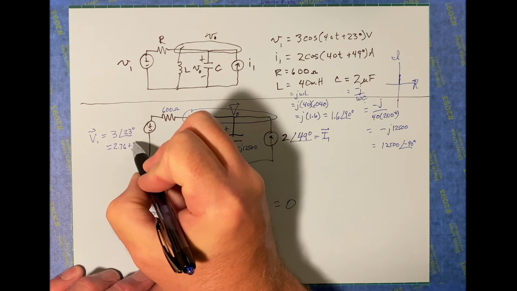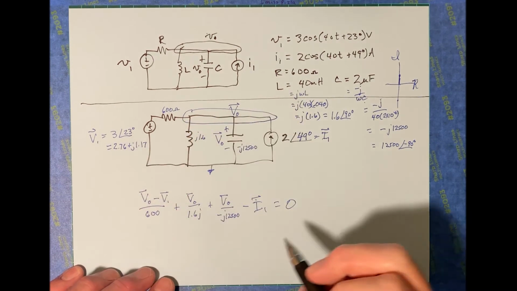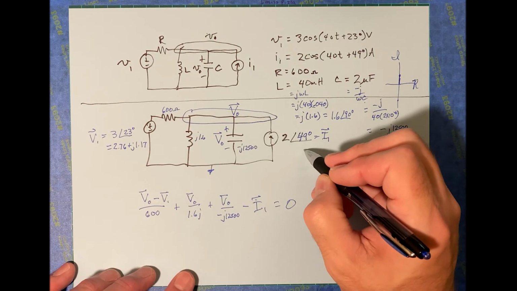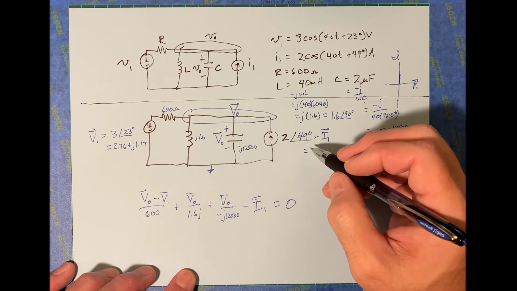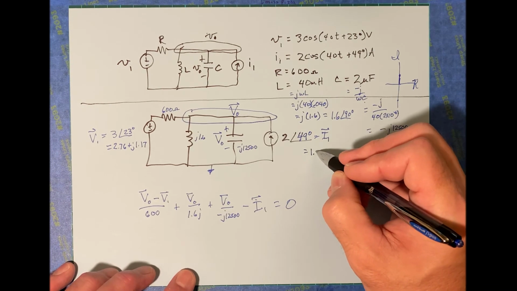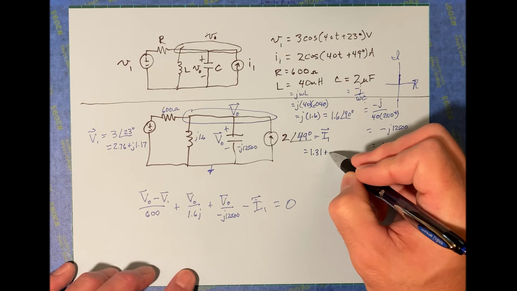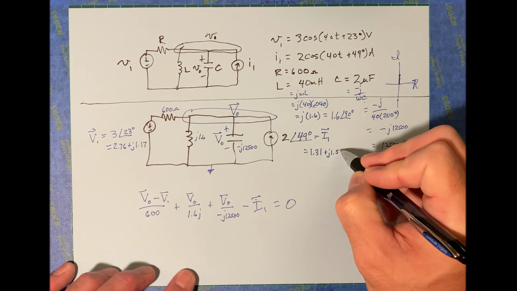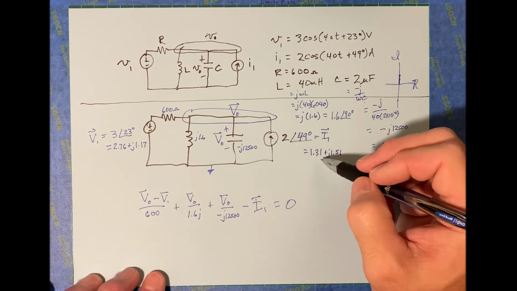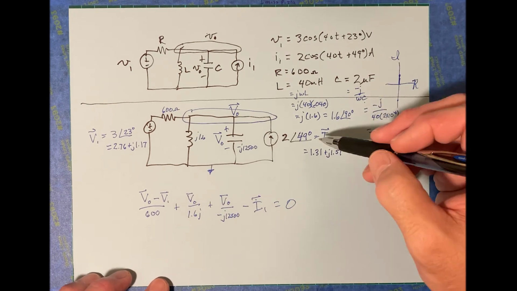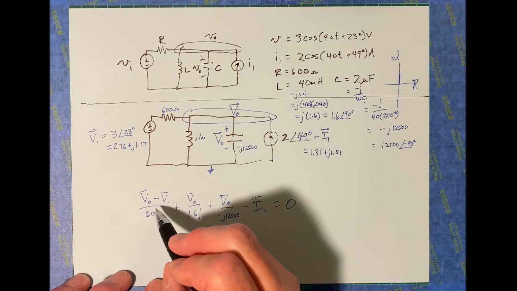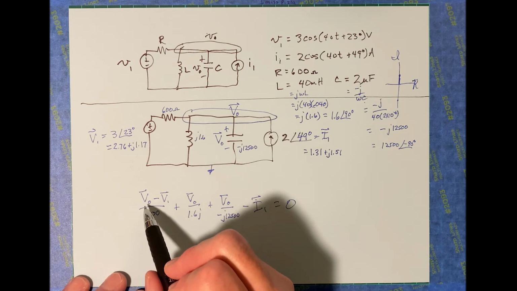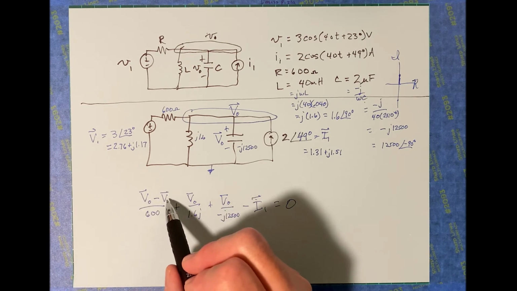2.76 plus j1.17. And the same over here. If I need to convert that, I have a feeling I might need that. 1.31 plus j1.51. I've got them both. I've got pretty much everything in polar and rectangular format now. So go through the process now of subtracting that.